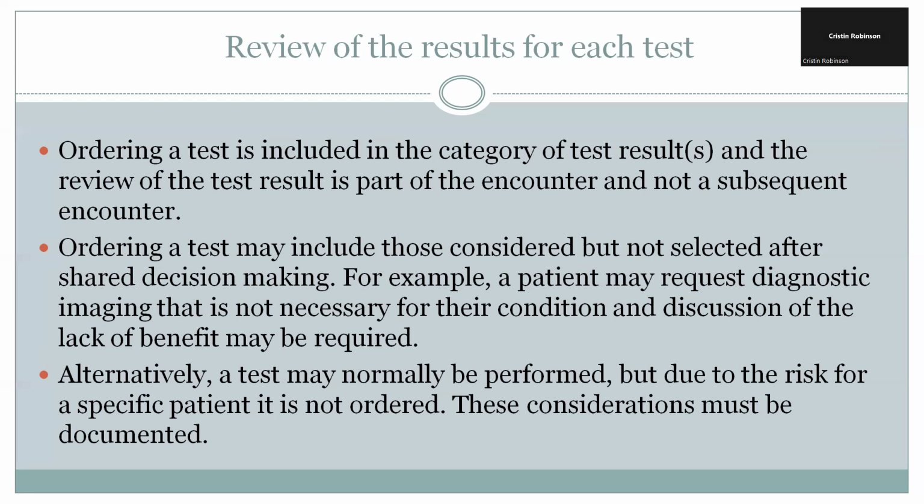Ordering a test may include those considered but not selected after shared decision making. For example, a patient may request a diagnostic imaging that is not necessary for the condition and discussion of the lack of benefit may be required. Alternately, a test may normally be performed, but due to the risk of a specific patient, it is not ordered. These considerations must be documented. So, if a patient has chronic kidney disease, they're probably not going to order a test that has contrast because of the effect on the patient's kidneys.